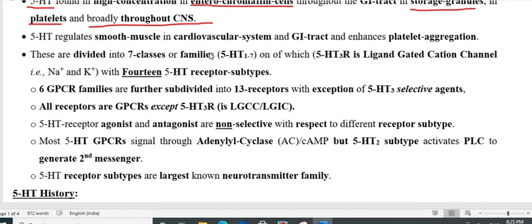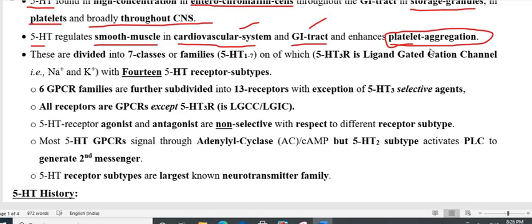Regarding the physiological functions, as we have mentioned, many are regulated by 5-HT. Amongst that, 5-HT acts on the smooth muscle of the cardiovascular system as well as the gastrointestinal tract, and therefore it produces vasoconstriction and contraction of the smooth muscle of the GI tract. It also participates in platelet aggregation while clotting. When clotting occurs, 5-HT is released, and therefore it is responsible for platelet aggregation to form a clot.